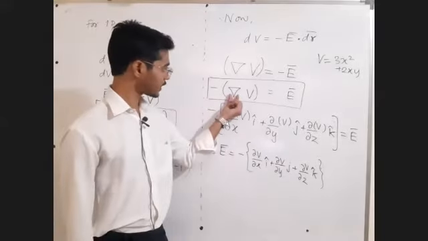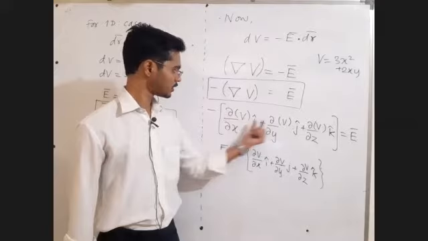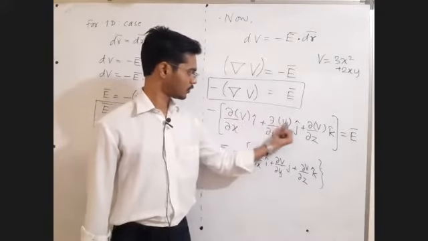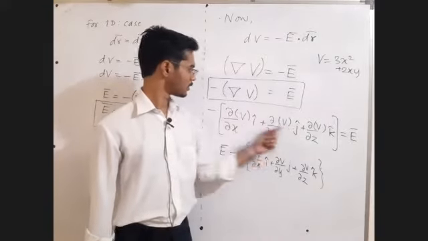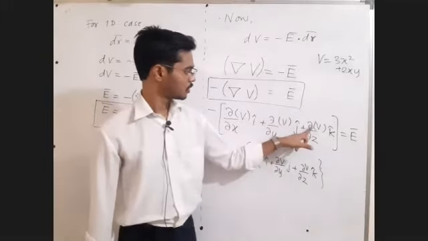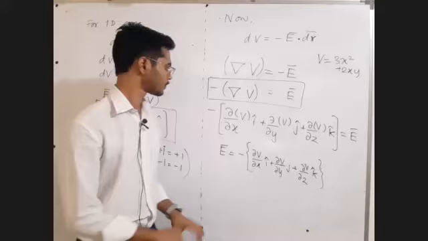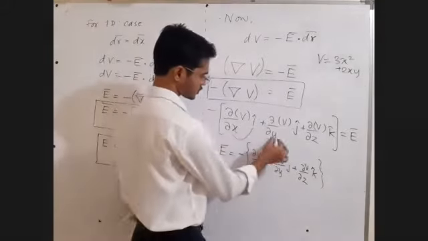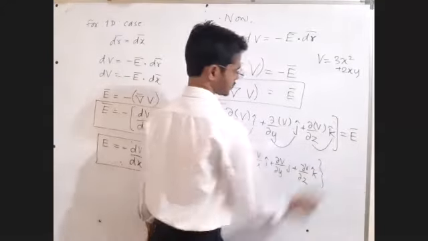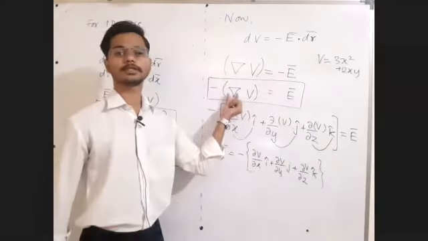So this entire triangle we have to replace by dou by dou x into i cap, this v here, dou by dou y into j cap, and this v here, dou by dou z into k cap, and this v here. Okay, so this kind of operation is being done by this triangle.